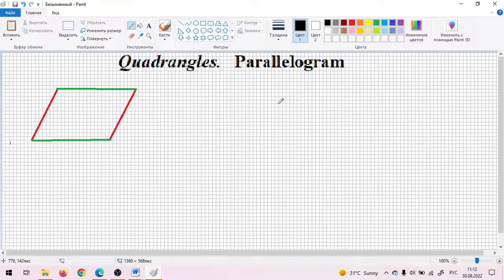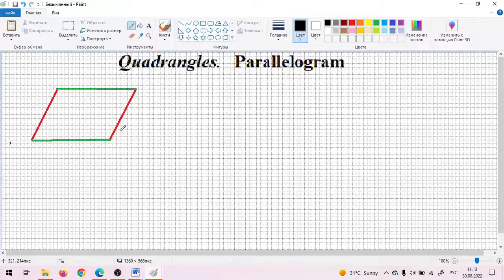So, here you can see parallelogram. Definition is: parallelogram is a quadrilateral in which every two opposite sides are parallel. So you can see two opposite sides in green, they are parallel, and two opposite sides in red, they are parallel too. Okay. Now we'll consider three properties.